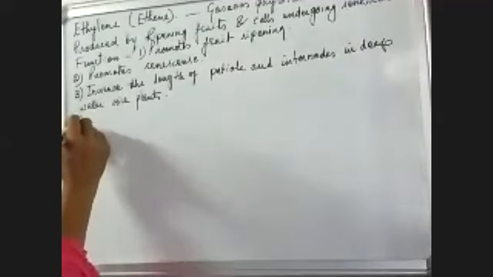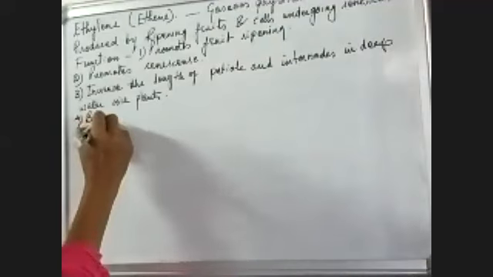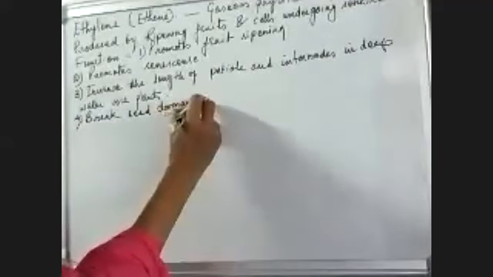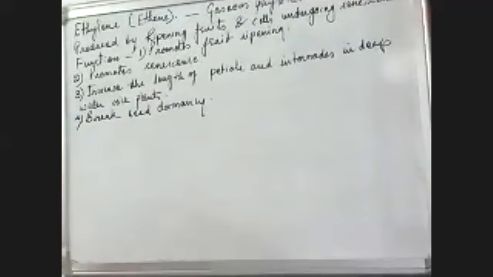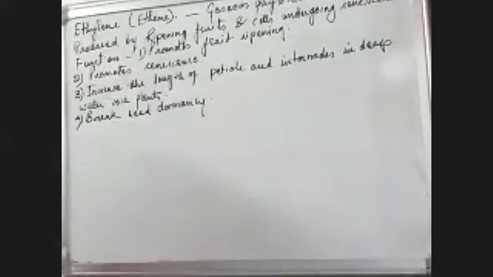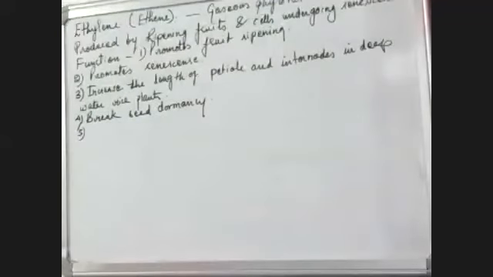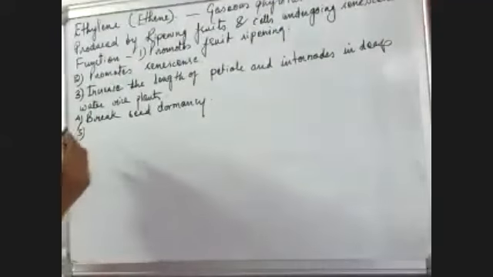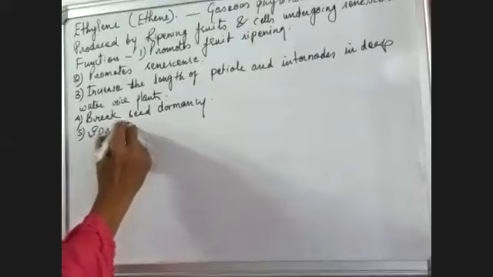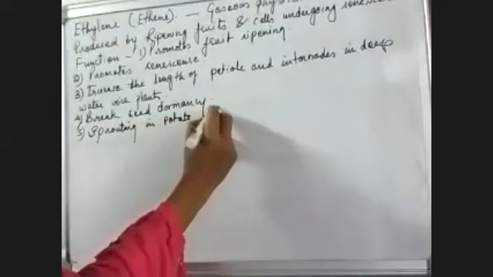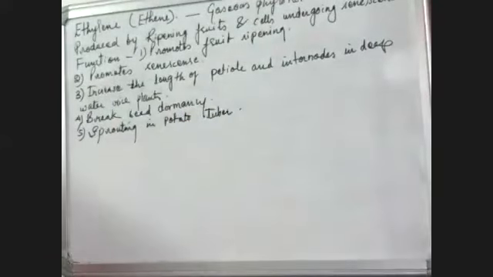At the same time, like cytokinin, it also breaks seed dormancy. That means even in the presence of favorable conditions, when seeds do not germinate, when treated with ethylene their seed dormancy is broken, and they start germinating. They also cause sprouting in potato tubers.